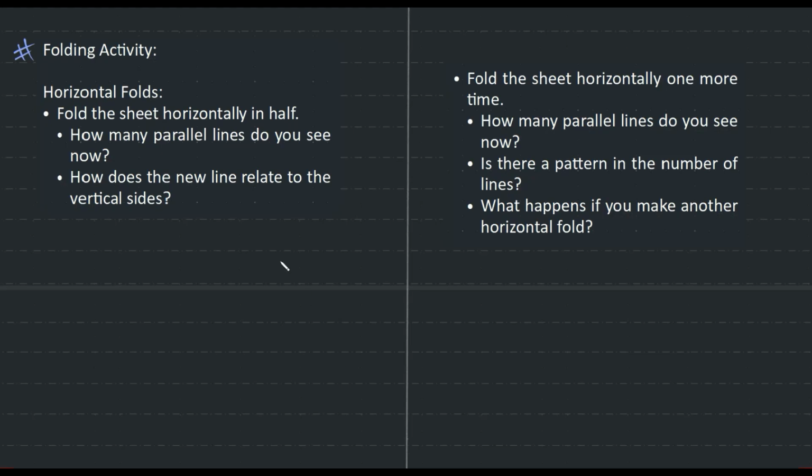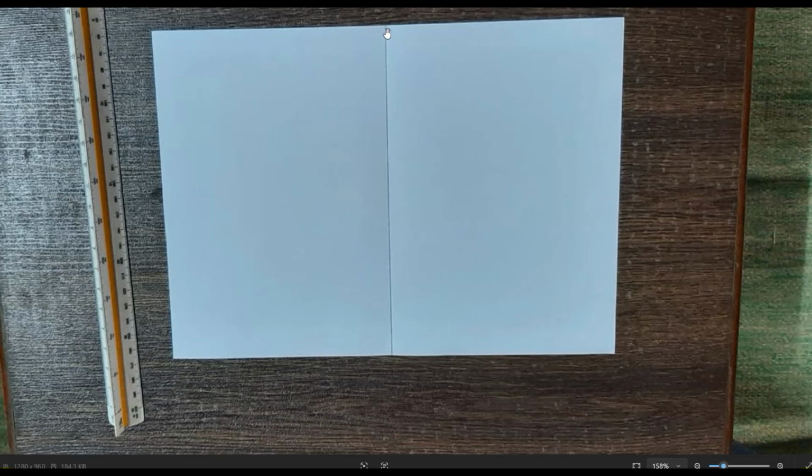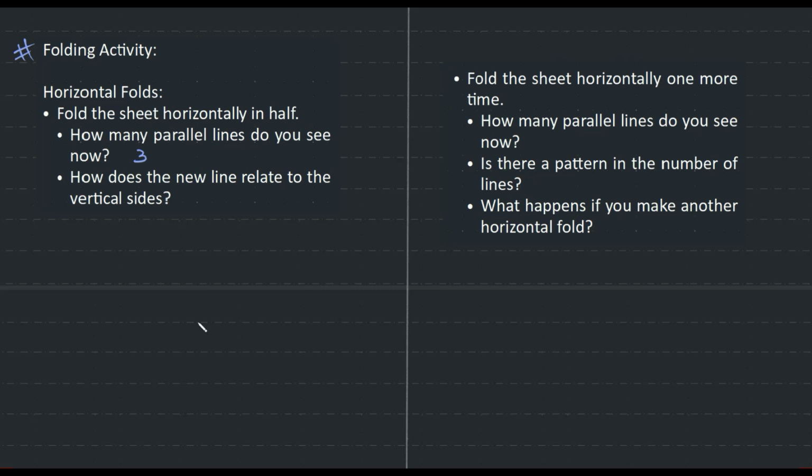Remember, include the edges as well. How many parallels do you have? Yes, in this case, it is 3. How does the new line relate to the vertical sides? This is your new line. The vertical sides are running from left to right. How are they related? They look to be making an angle of 90 degrees.